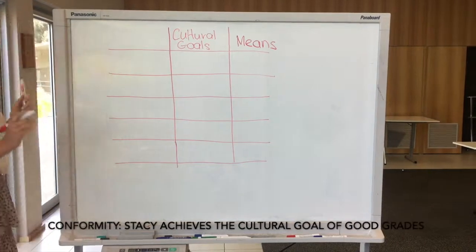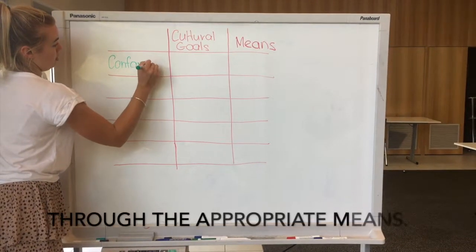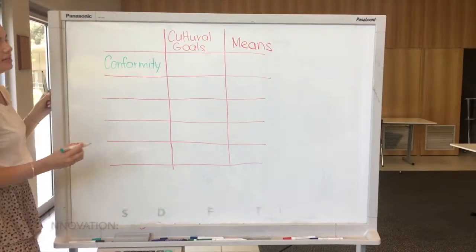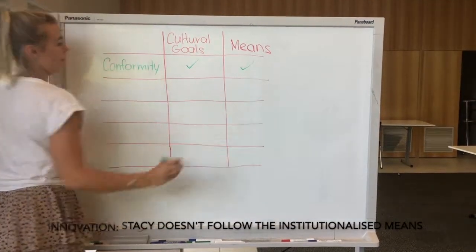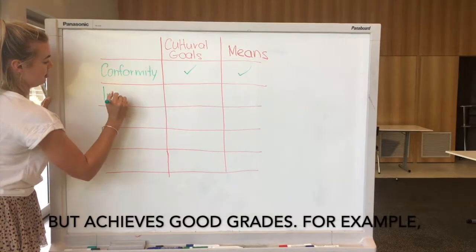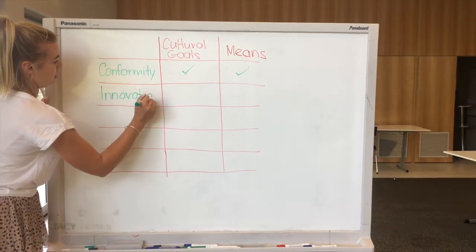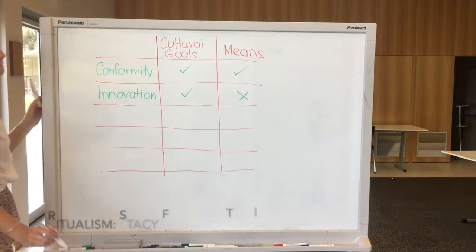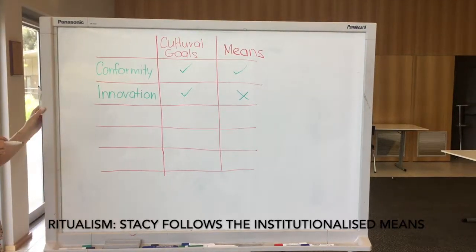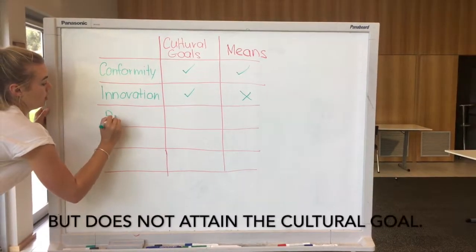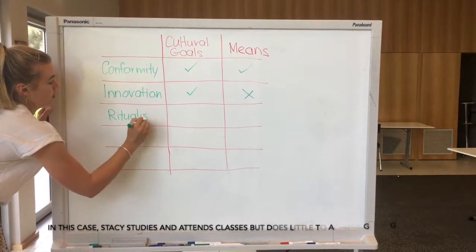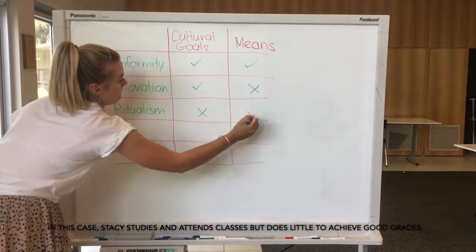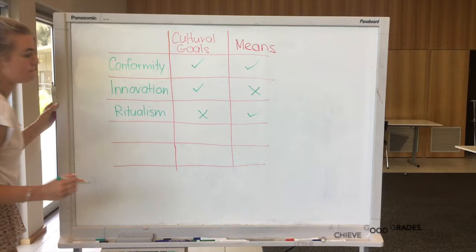Conformity. Stacey achieves the cultural goal of good grades through the appropriate means. Innovation. Stacey doesn't follow the institutionalized means, but achieves good grades. For example, Stacey copies another student's exam paper, yet still achieves her goal. Ritualism. Stacey follows the institutionalized means, but does not attain the cultural goal. In this case, Stacey studies and attends classes, but does little in achieving good grades.